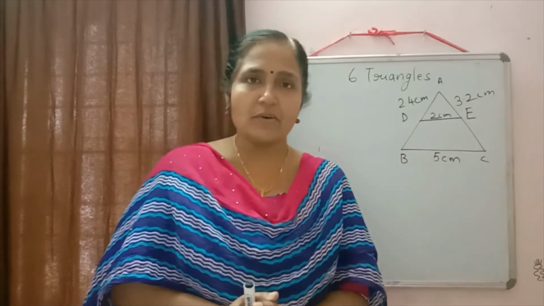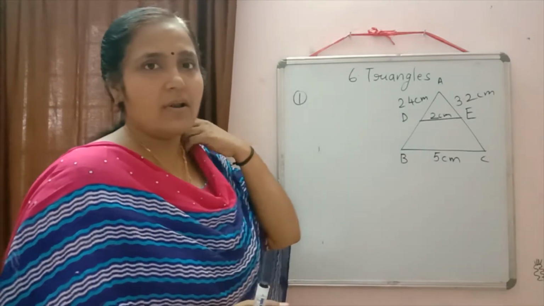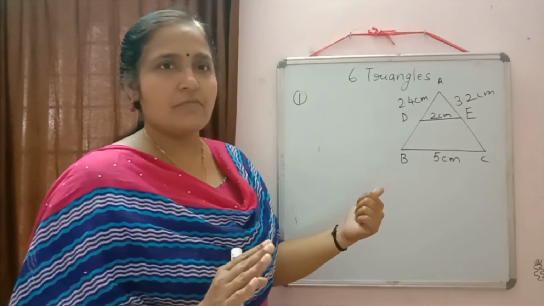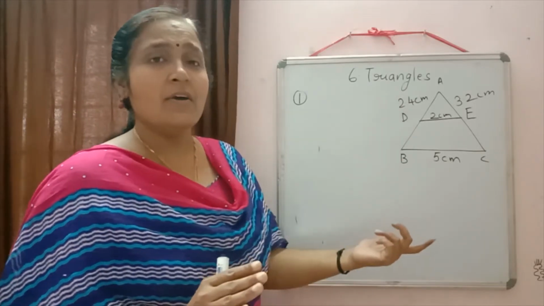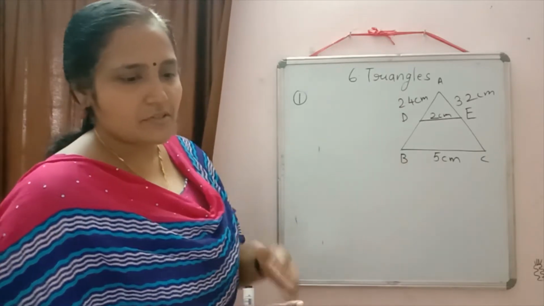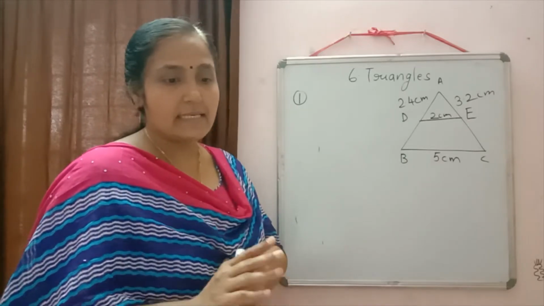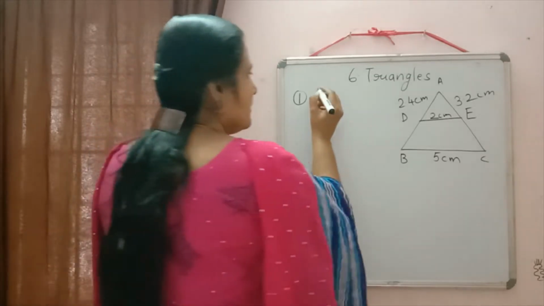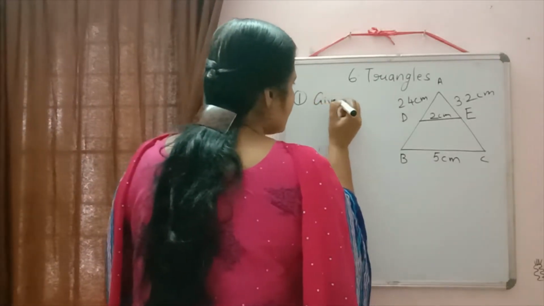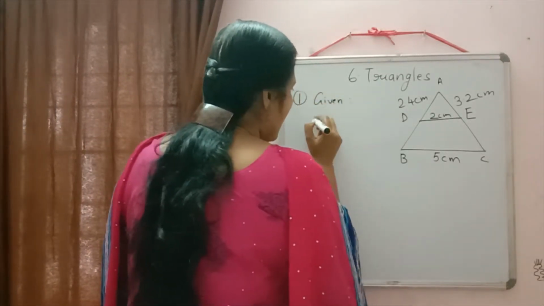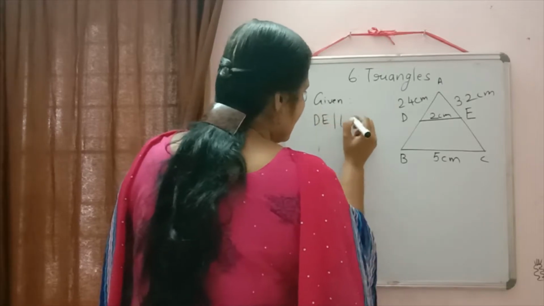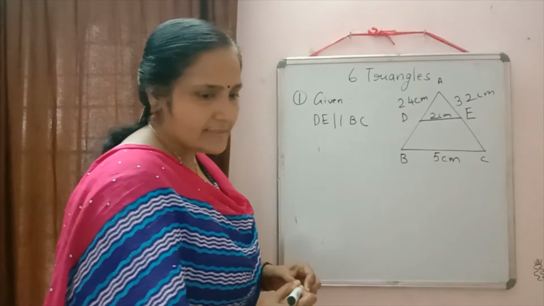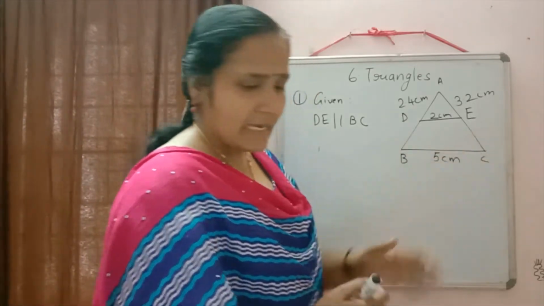So you can check the first question. I have already drawn the diagram and you have the question with you, so I am just going to the solution. As you can check in the first question, what is given? It is given DE parallel to BC. We have to find out the sides BD and CE.